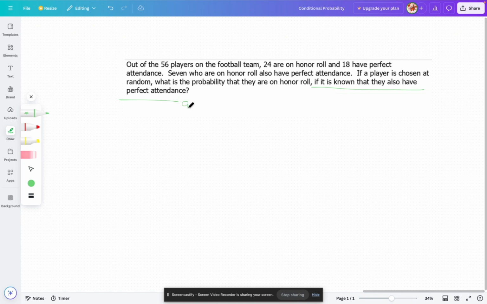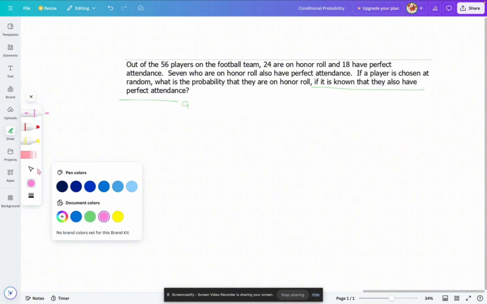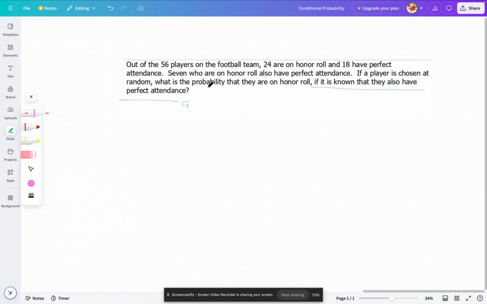And now we need to find our B value, and this is just the other thing that we're looking for. Our B value in this case would be the probability that they're on the honor roll as well. So this is your B value. Sorry, my bad.